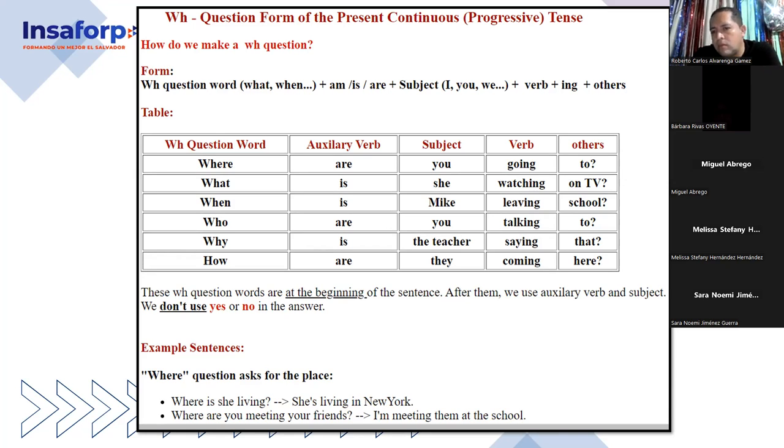I am going to the homework. To do the homework. Yes. Repeat. I am going to do the homework. Correct. O puede decir, I am doing homework. Cualquiera de las dos, right? All right. Very good. Thank you.